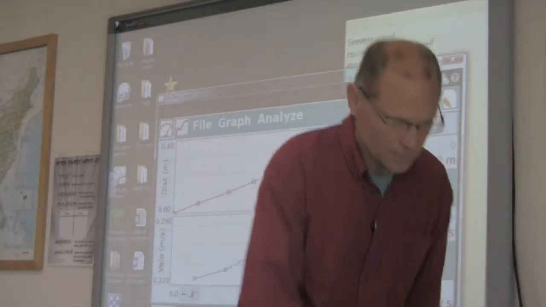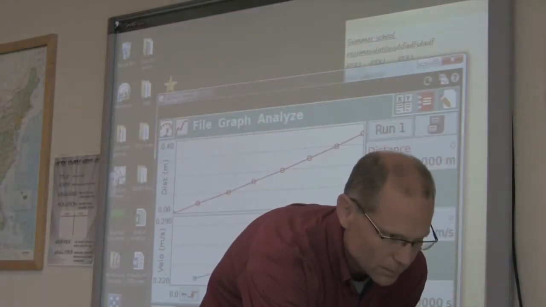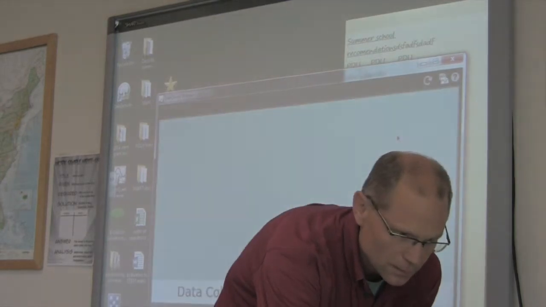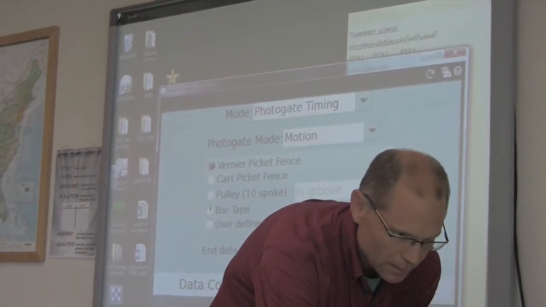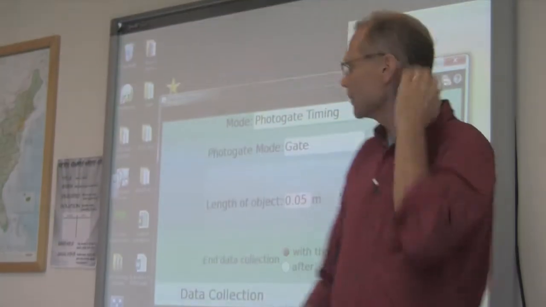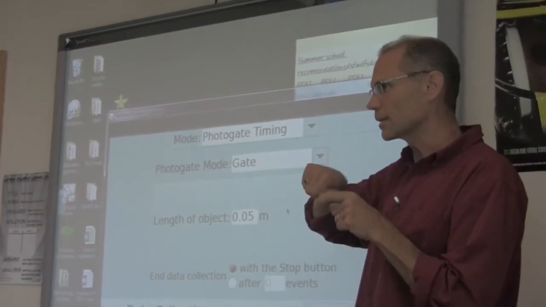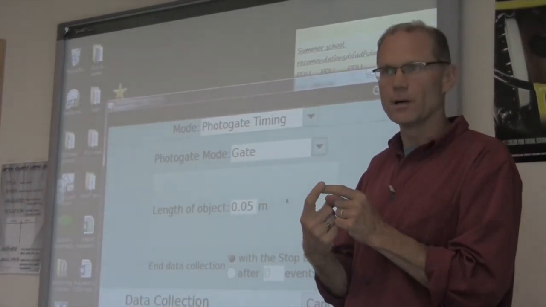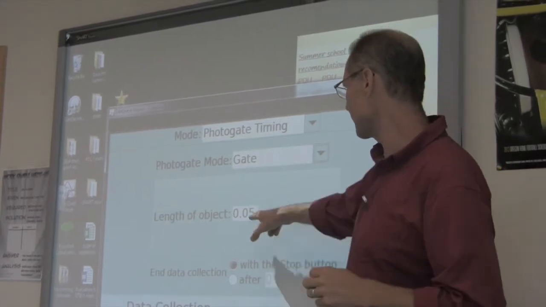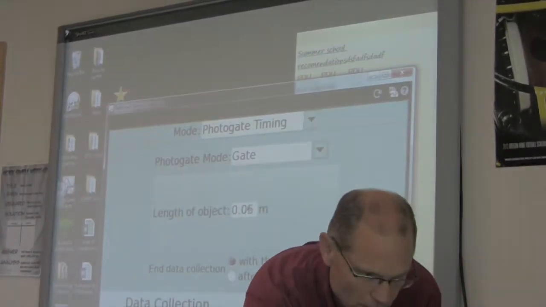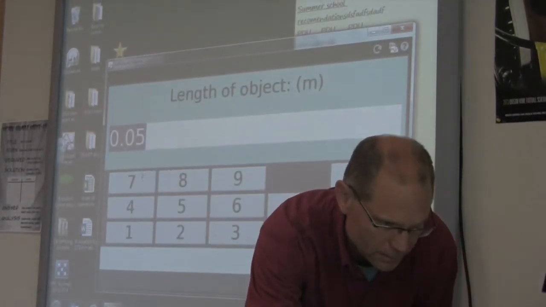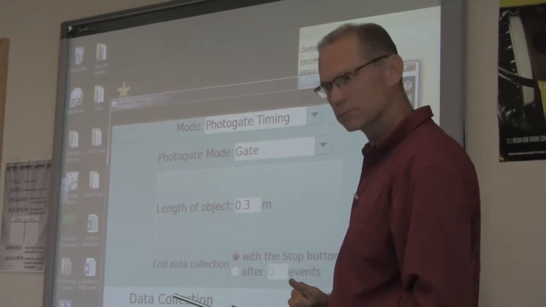So for us, we're going to go to sensors, photogate mode, and we're going to go with the gate. And then you have to measure the length of the object that is going to be passing through the gate. So you have to get out the calipers, measure the diameter of the golf ball. Okay? And then you're going to enter that in here. So the length of the object, let's just call it 3 centimeters for now. Oh, 30 centimeters.